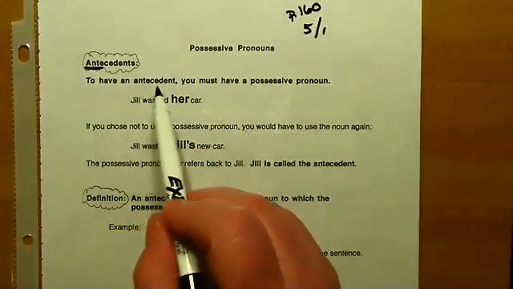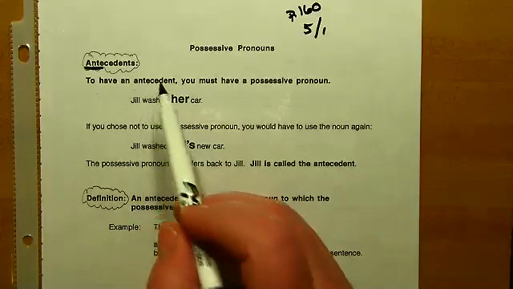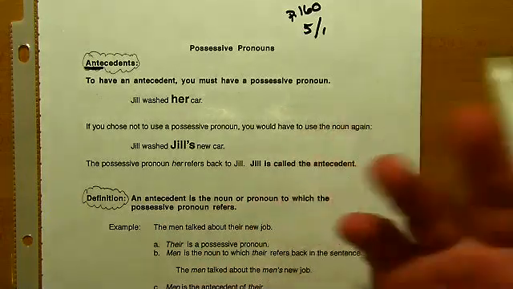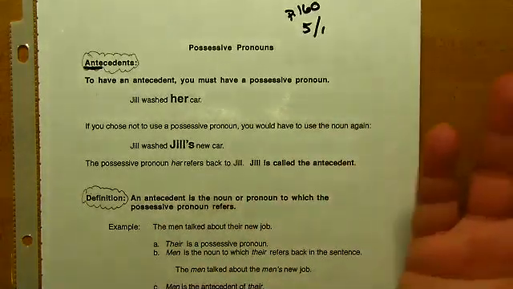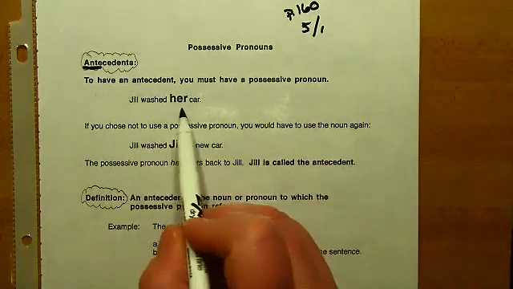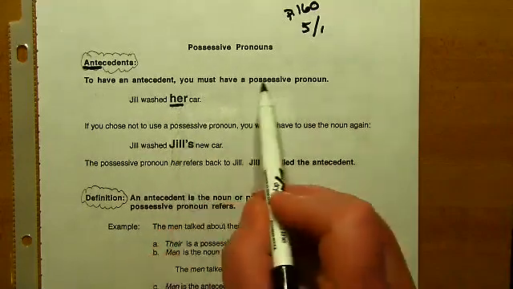To have an antecedent, you must have a possessive pronoun. Remember her, your, their, okay? Here's the sentence: Jill washed her car. This is the possessive pronoun right there.